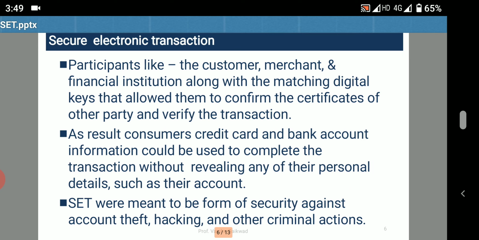Participants like the customer, merchant and financial institution, along with the matching digital keys that allowed them to confirm the certificates of the other party and verify the transaction. So, SET, that is secure electronic transaction, plays a very important role. Whenever the transaction happens, the digital keys of the customer, merchant and financial institution are compared. Why? Just to confirm the certificates of the other party and verify the transaction.